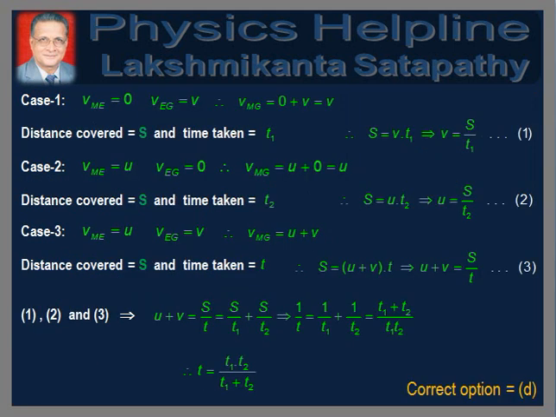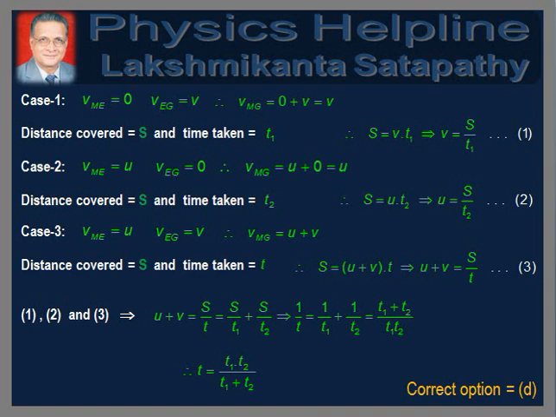In the first case, speed of the man relative to the escalator is equal to 0. Speed of the escalator relative to the ground is equal to v. Therefore, speed of the man relative to the ground is equal to v. Distance covered is equal to s and time taken is equal to t1. Therefore, we have s is equal to vt1, which implies v is equal to s by t1.